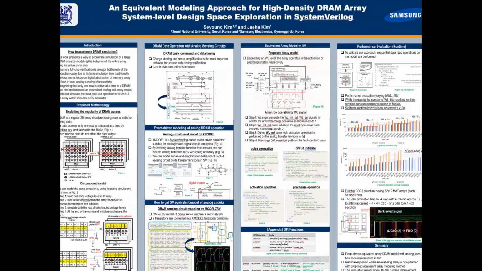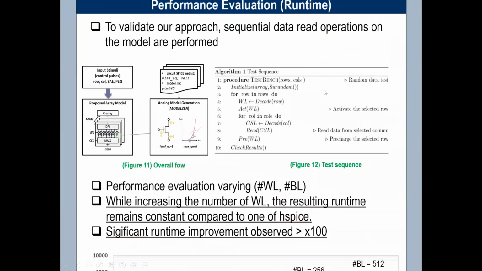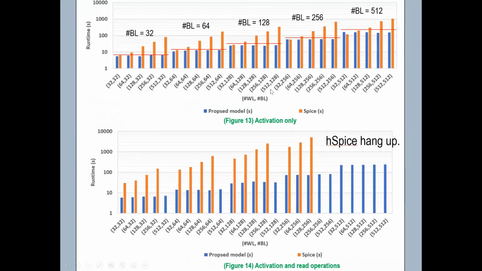We validated our model by a sequential read test under various array configurations. Varying the number of word lines and bit lines, we observed its scalability in terms of simulation runtime. As you can see in figure 13, under the same number of bit lines, increasing the number of word lines does not affect runtime. Still, increasing the number of bit lines increases runtime almost linearly. This can be a disadvantage, but the column size is usually limited below 1,000 bits in most DRAM. So I guess it will not be a problem.